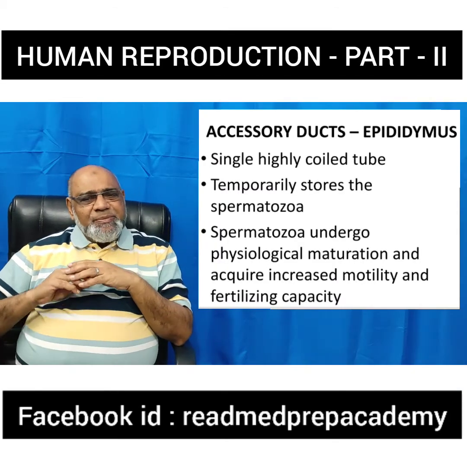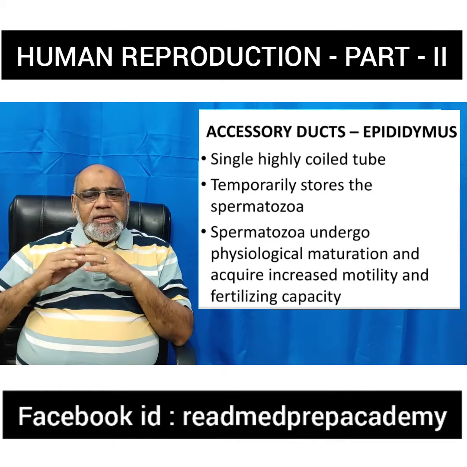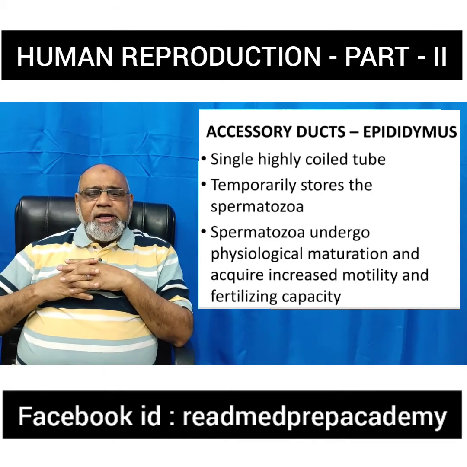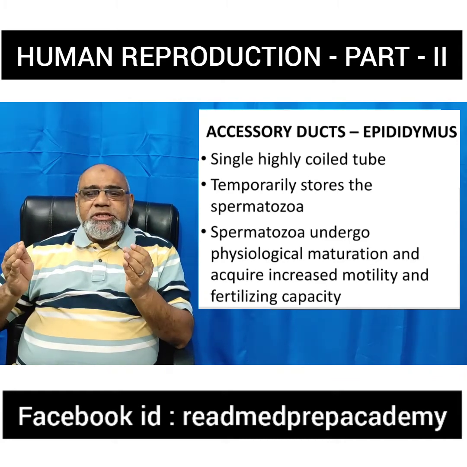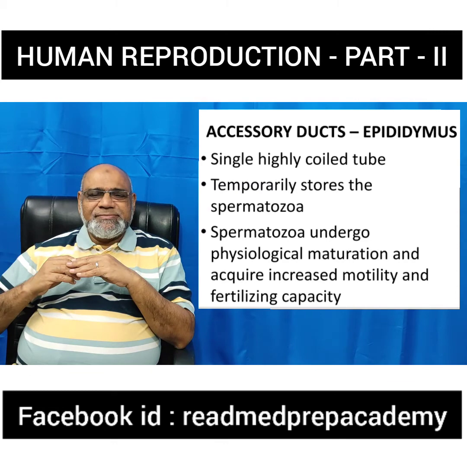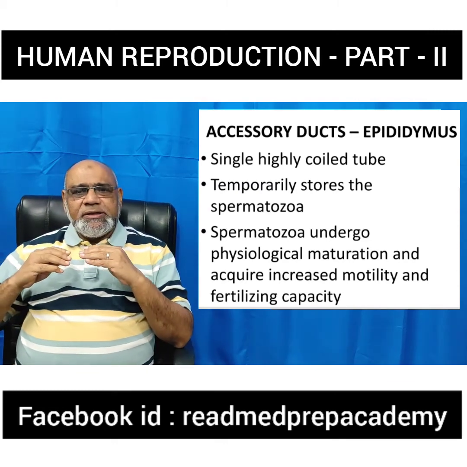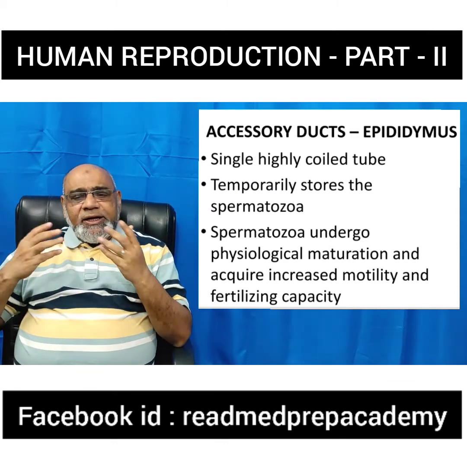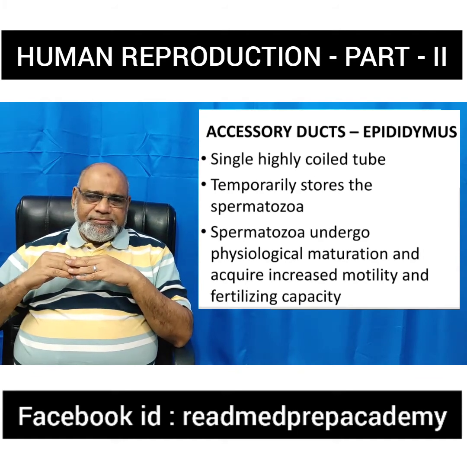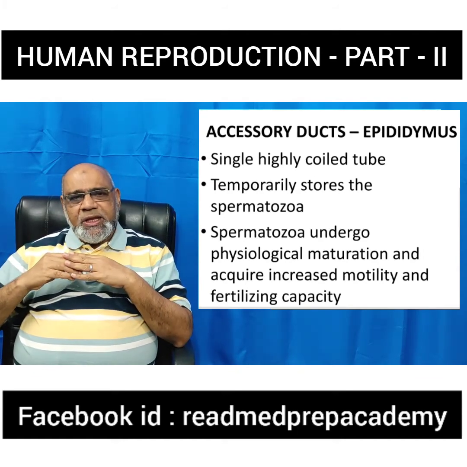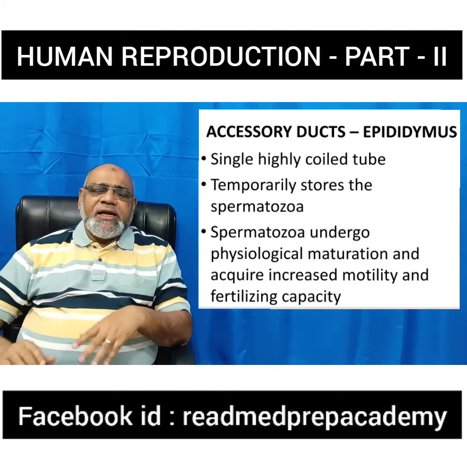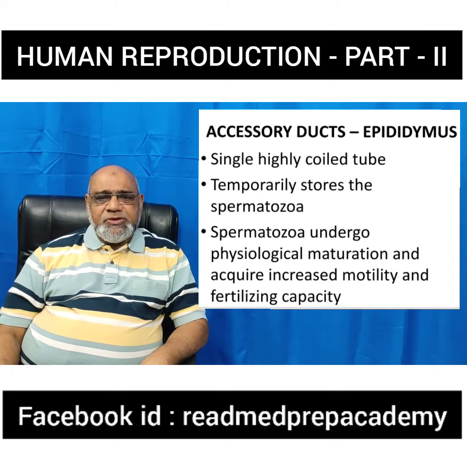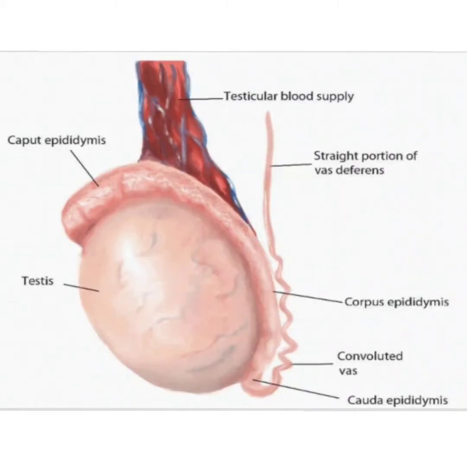What is this epididymis? It is a single highly coiled tube. What is the function of the epididymis? It stores the spermatozoa, and the stored spermatozoa undergo physiological maturation in the epididymis, and they acquire increased motility and fertilizing capacity. What are the parts of the epididymis? There are three parts.